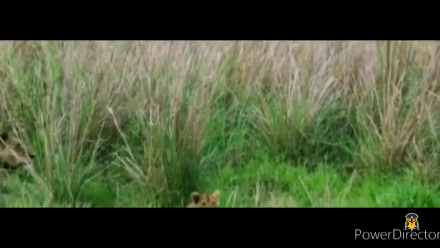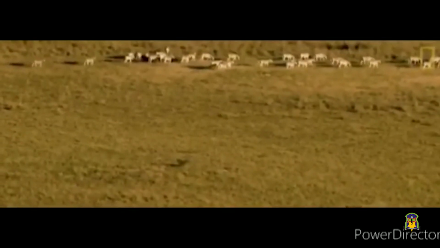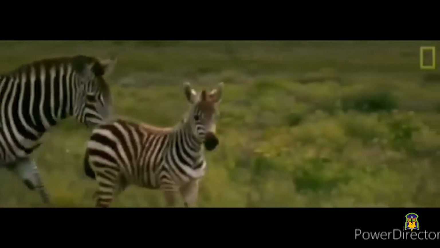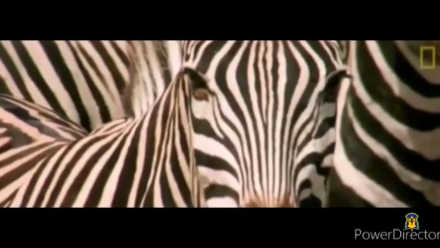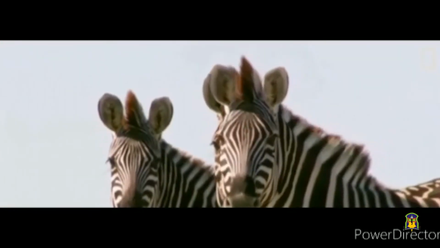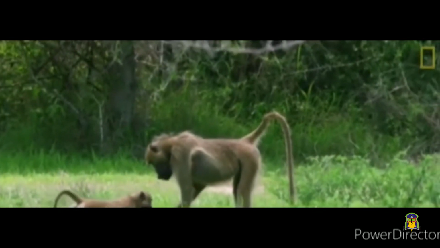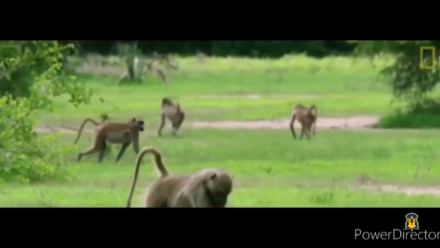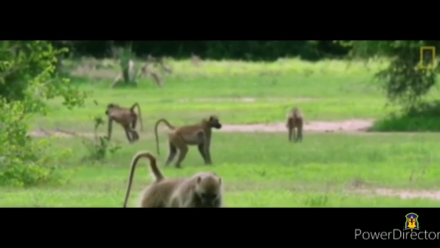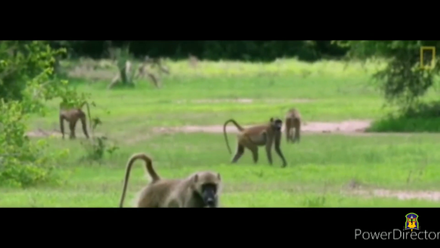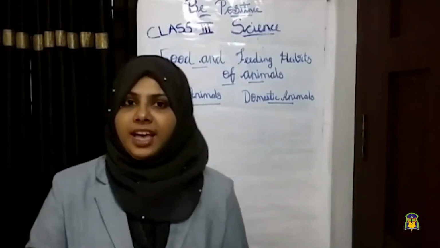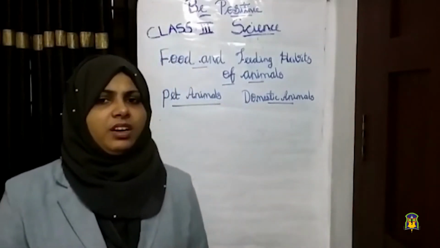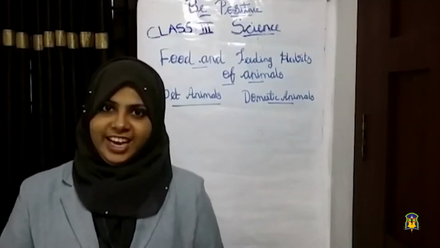Different animals eat different types of food, isn't it? Some animals eat plants, some eat the flesh of other animals, some eat both plants and animals. Based on the food habit, the animals are classified as herbivores, carnivores and omnivores. Can you see the lion? Lion is a carnivore because it eats the flesh of other animals. What about the zebra? Zebra eats only plants or plant products. Such animals are called herbivores.